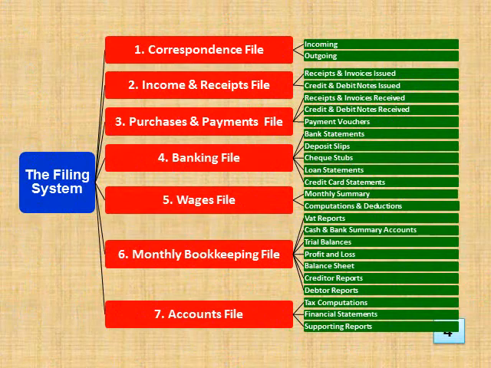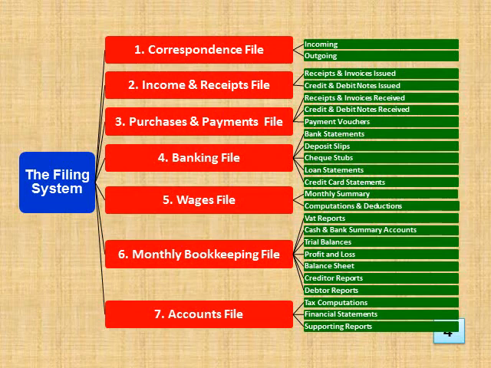The filing system. 1. The correspondence file for incoming and outgoing letters. 2. The income and receipts file for receipts and invoices issued, plus credit and debit notes issued. 3. The purchases and payments file for receipts and invoices received, credit and debit notes received, plus payment vouchers.